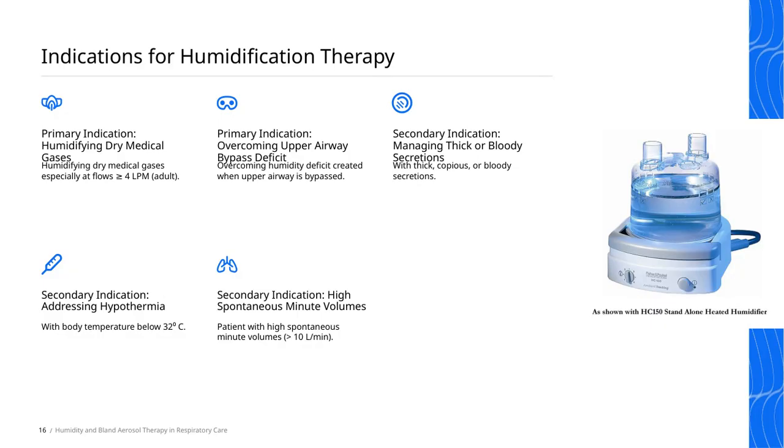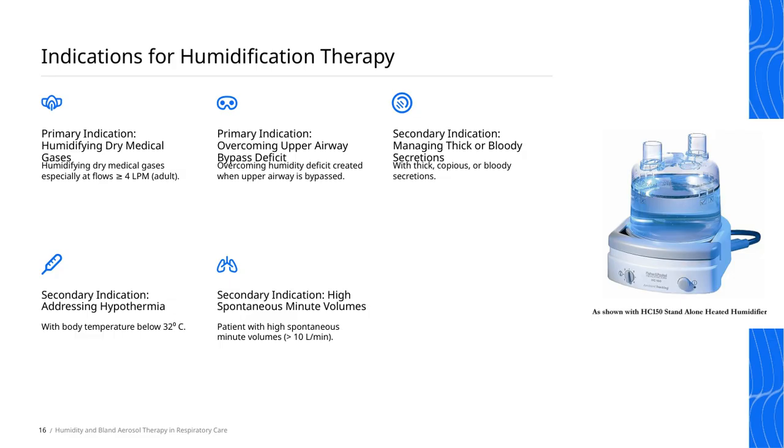Now, let's look at some key indications for humidification therapy. One primary scenario is when a patient has high spontaneous minute volumes, specifically over 10 liters per minute. This means their breathing effort is quite significant, and providing adequate humidity helps prevent drying out the airways. Another important indication is when the patient's body temperature drops below 32 degrees Celsius. In such cases, addressing hypothermia is crucial because cold body temperatures can impair mucociliary function and overall respiratory health.